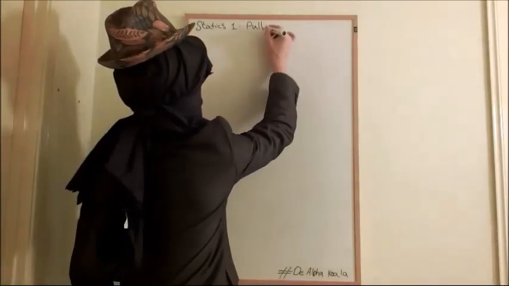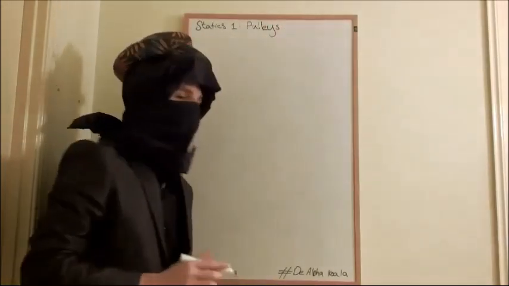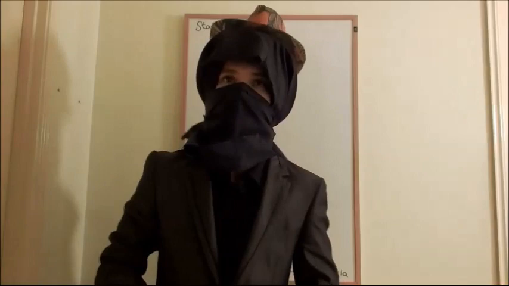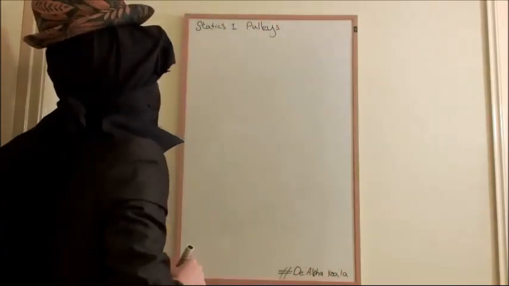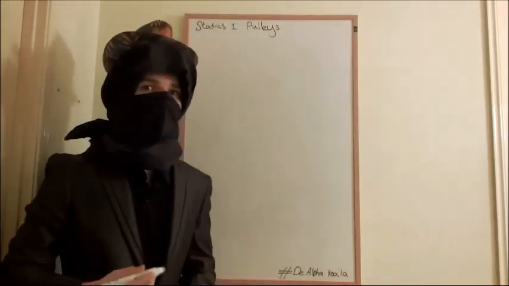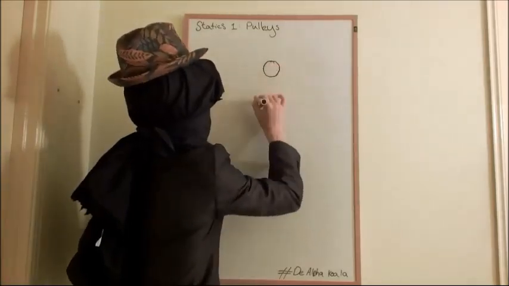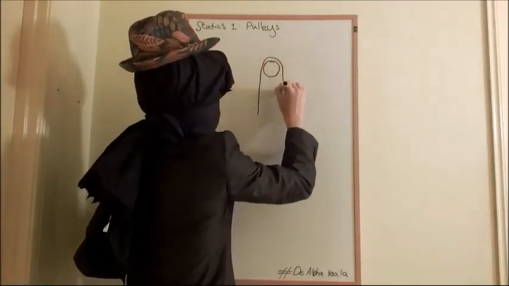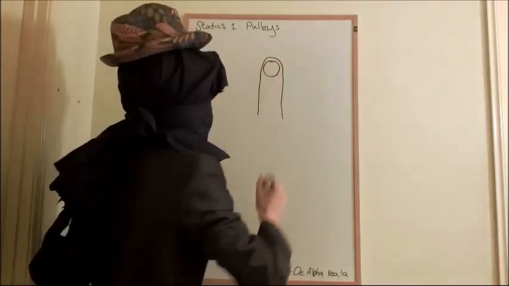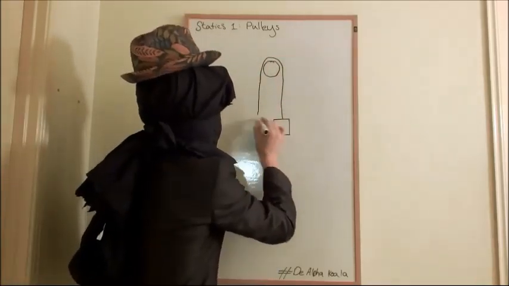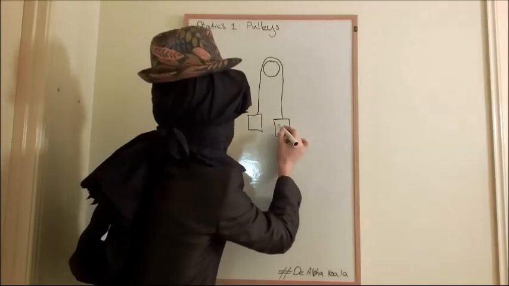Pulleys. A lot of people seem to be having problems with pulleys, so we're going to go over a couple of examples and show you how the forces interact. The first example will just be a simple pulley with a string going over it. For the purpose of this, we're going to assume that all pulleys are frictionless. And it's got two masses attached.